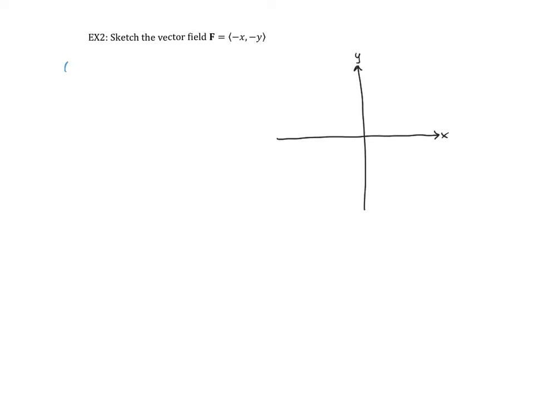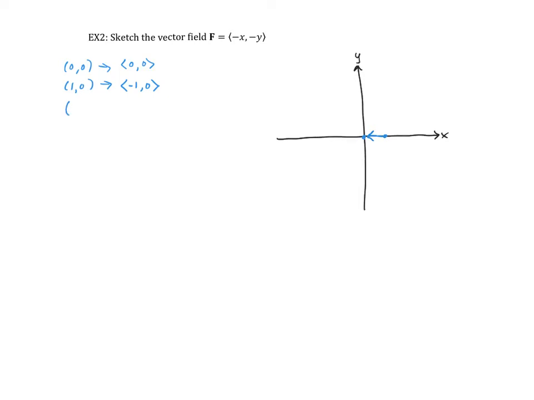Maybe I'll test a few points as I did before. 0, 0 is always nice. So I'm at the point 0, 0. What vector corresponds with that? In this case, it's the 0 vector, so I'm not moving anywhere. Let's try 1, 0. And I could just look at this and say, oh, wow, no matter what x and y I put in, I'm just taking their negative. So it's going to flip and go in the opposite direction. So at the point 1, 0, I have the vector negative 1, 0, which means I'm going to move towards the origin.